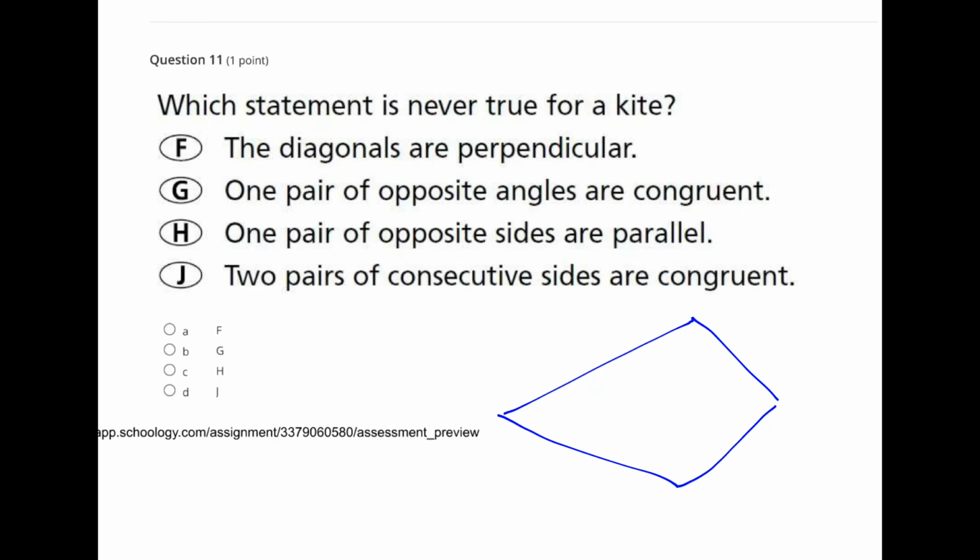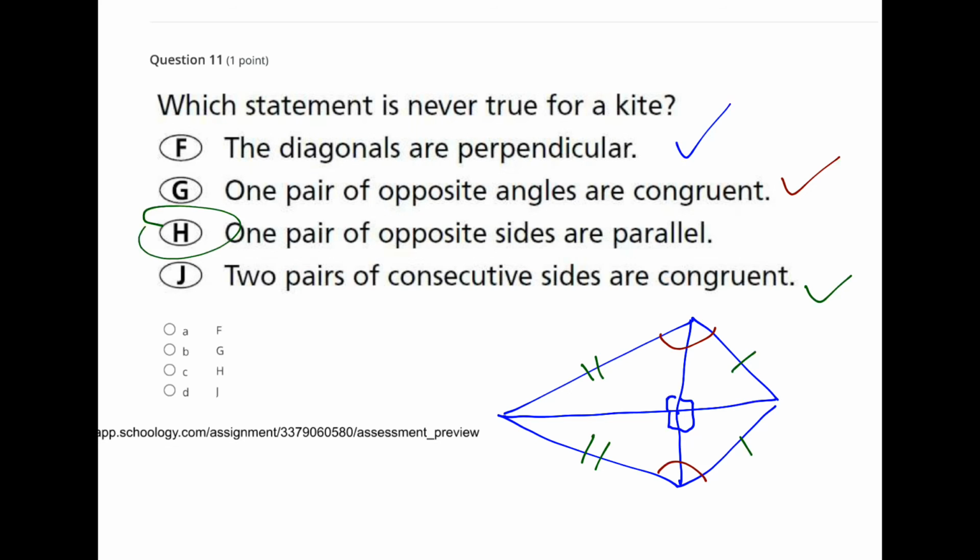For 11, imagine this is my kite. The diagonals are always going to be perpendicular. We'll have those 90-degree angles all the way around. That's true. And one pair of opposite angles is going to be congruent. These are going to be congruent. And it's also true that two pairs of consecutive sides are congruent. These are going to be congruent, and these are going to be congruent. H was the one that's never true. We're never going to have opposite sides be parallel.